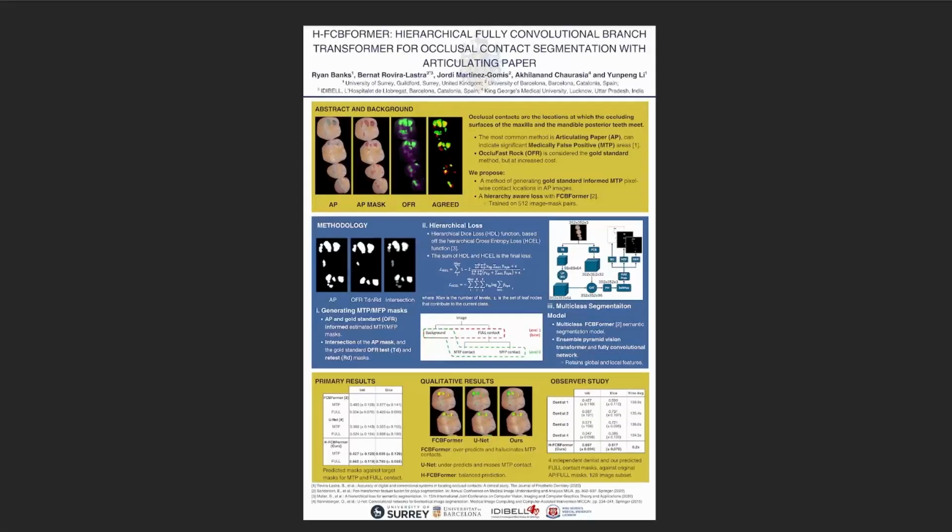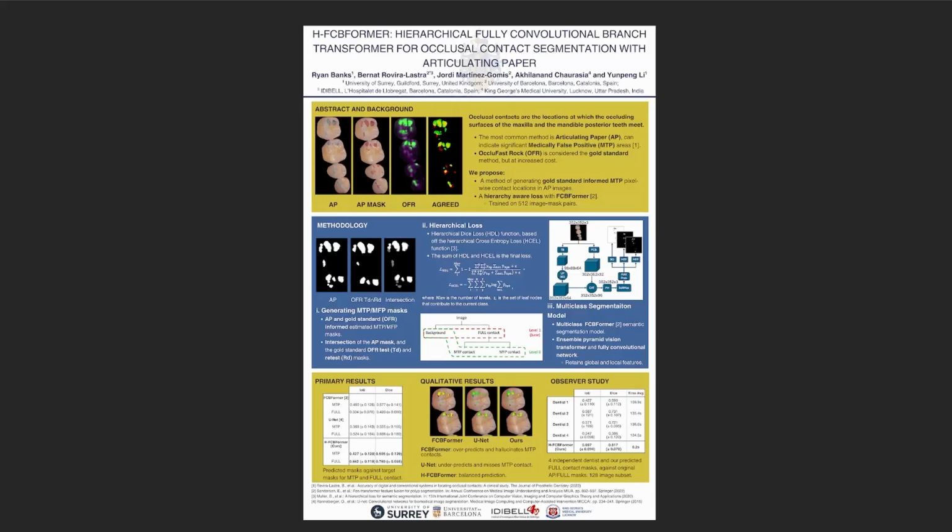This is our paper called FCBFormer, Hierarchical Fully Convolutional Branch Transformer for Occlusal Contact Segmentation of Articulating Paper. Now, occlusal contact identification is a mandatory test in dentistry to identify the areas on the occluding surfaces on the posterior teeth that make contact, or the biting surface on the back teeth that make contact.